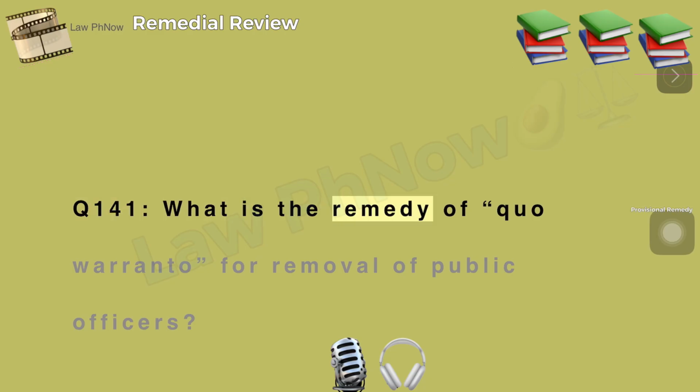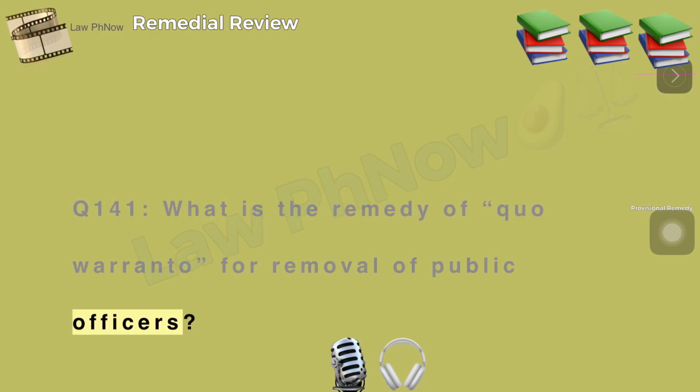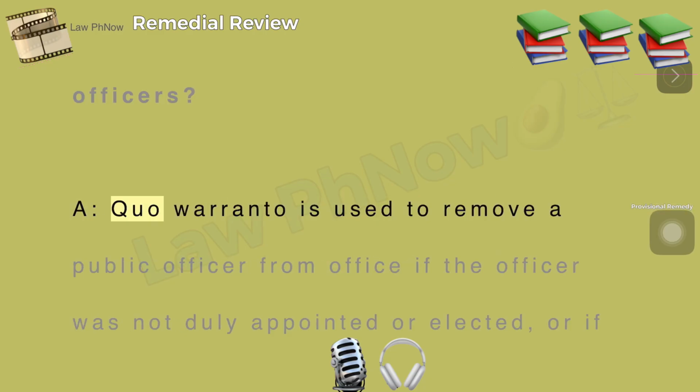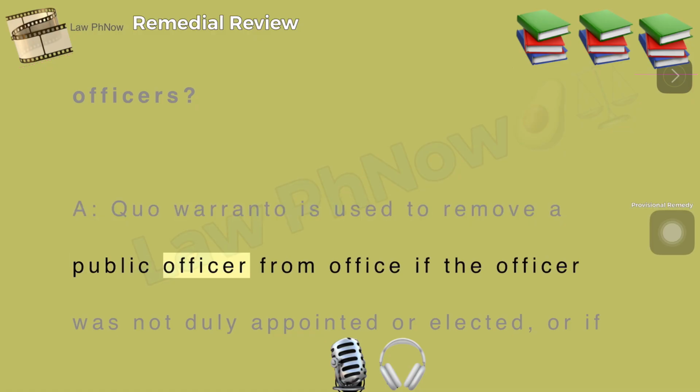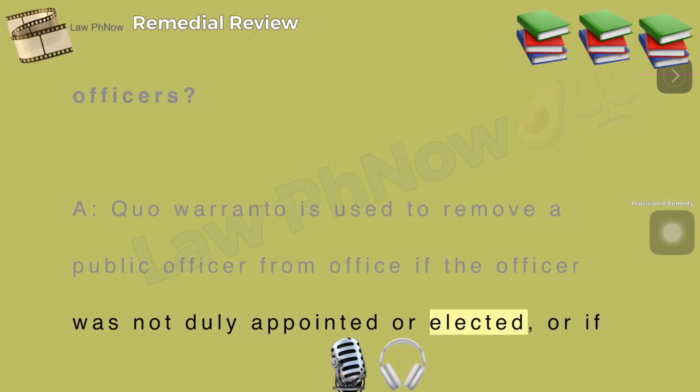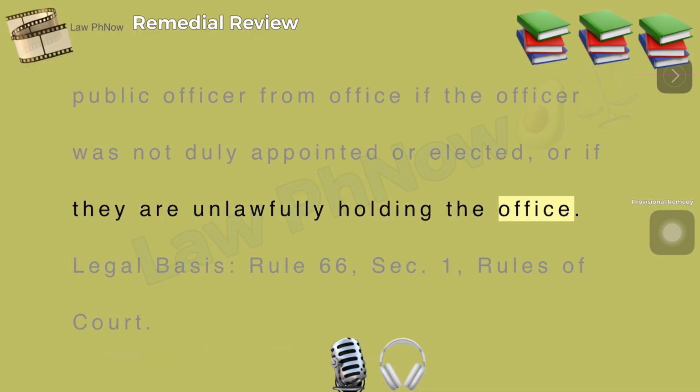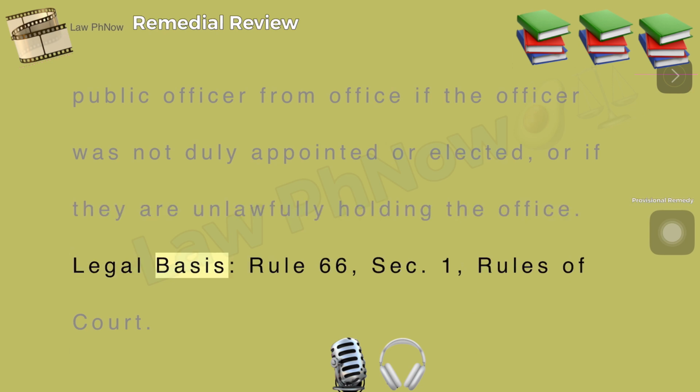Q141. What is the remedy of quo warranto for removal of public officers? A. Quo warranto is used to remove a public officer from office if the officer was not duly appointed or elected, or if they are unlawfully holding the office. Legal basis, Rule 66, Section 1, Rules of Court.